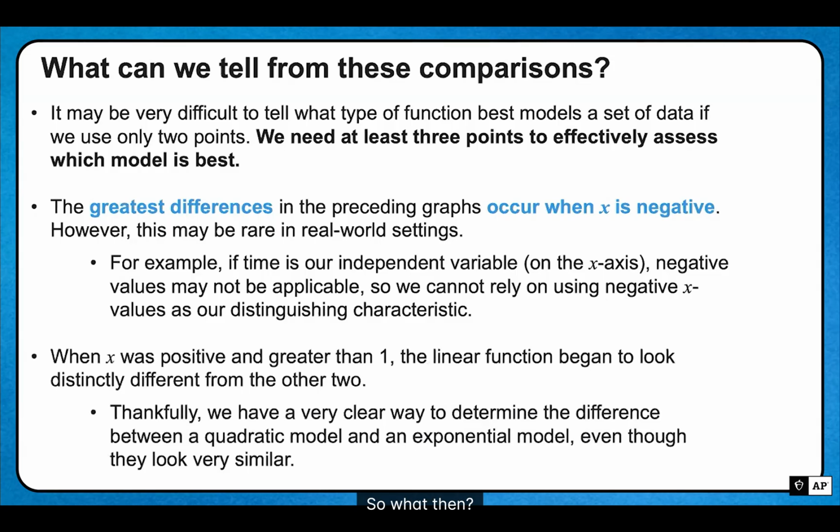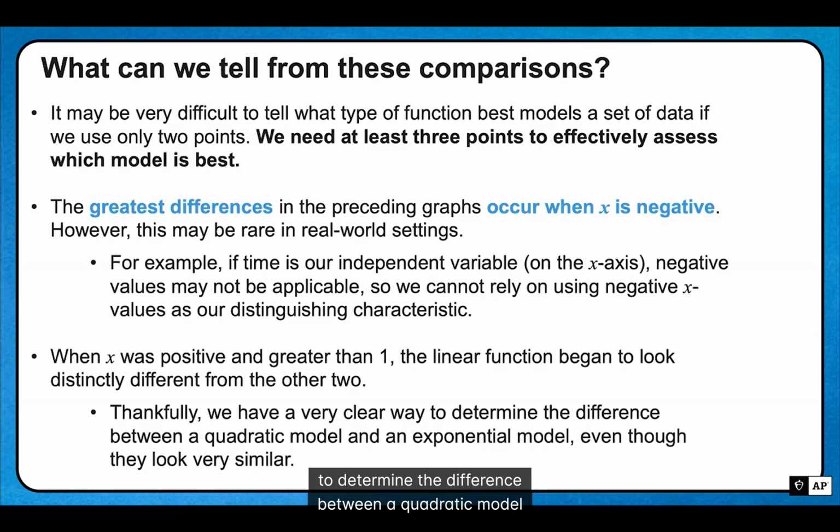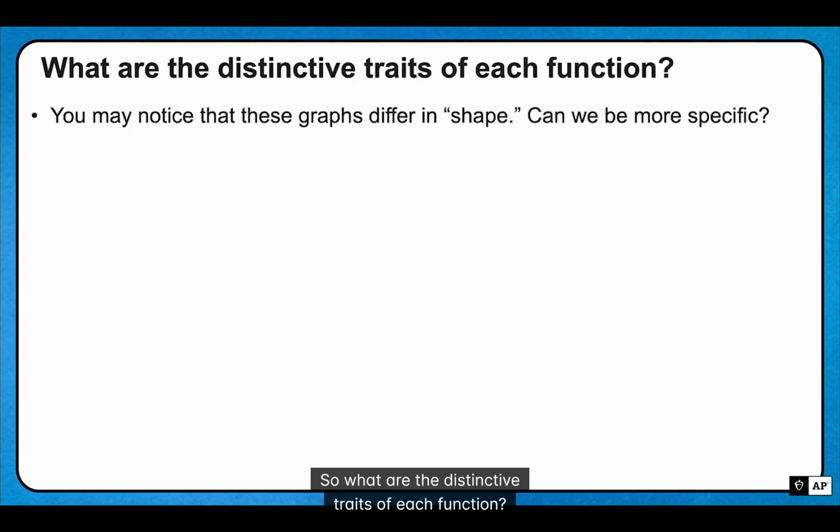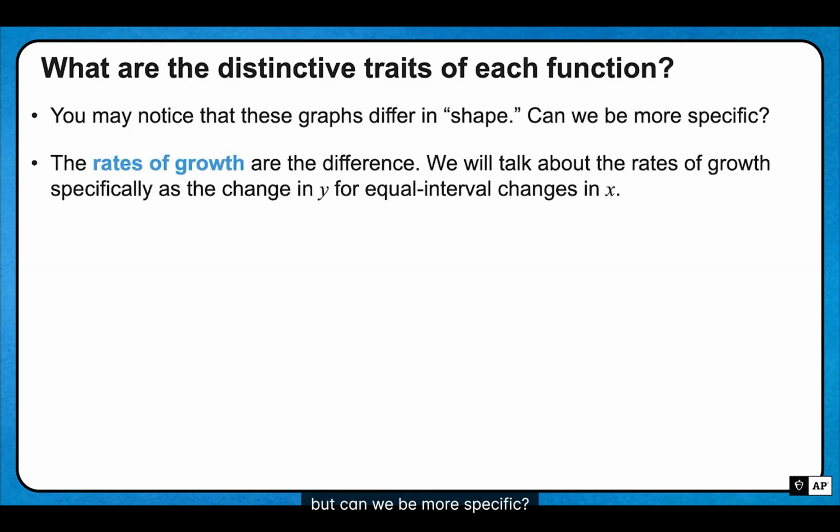So what then? When x was positive and greater than 1, the linear function began to look distinctly different from the other two. The rate of growth was constant, whereas the others were increasing at a faster rate as x increased. So thankfully, we do have a very clear way to determine the difference between a quadratic model and an exponential model, even though they look very similar. So what are the distinctive traits of each function? You may notice these graphs differ in shape, but can we be more specific? The rates of growth are the difference.